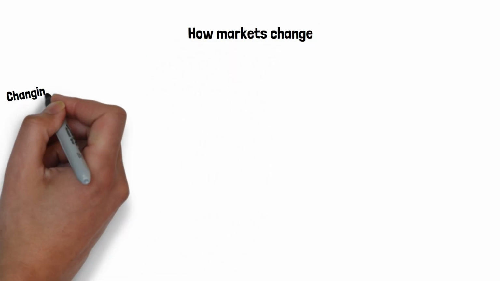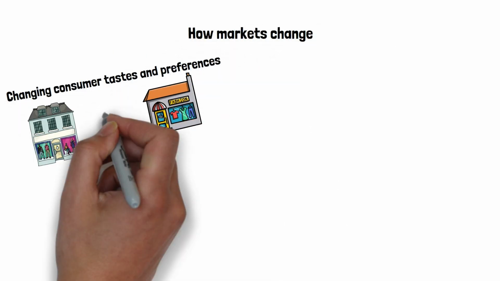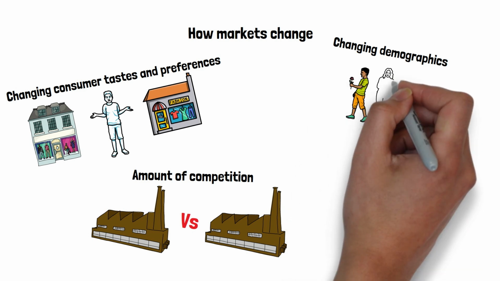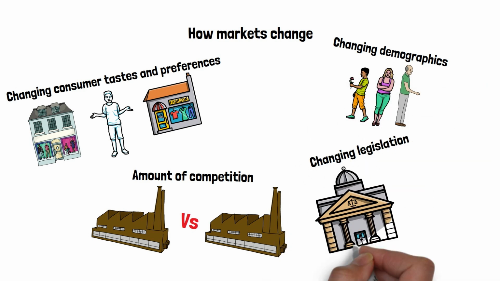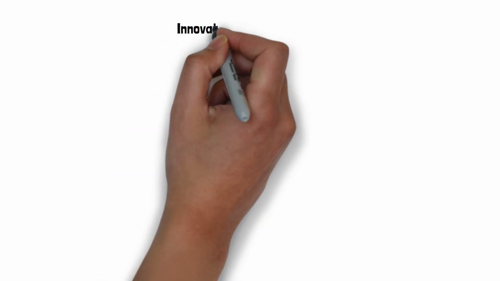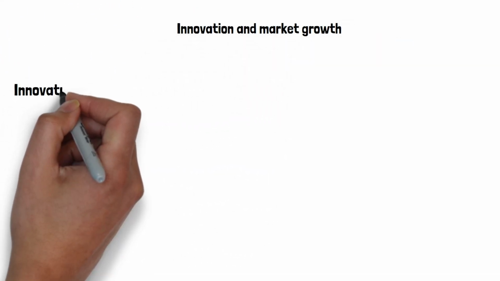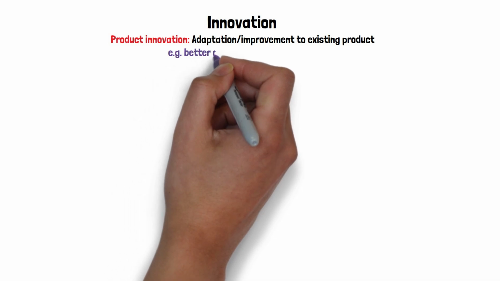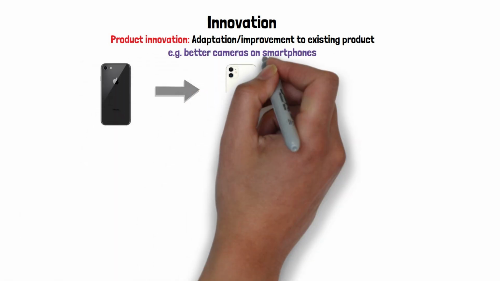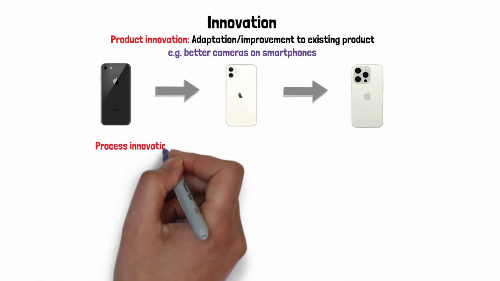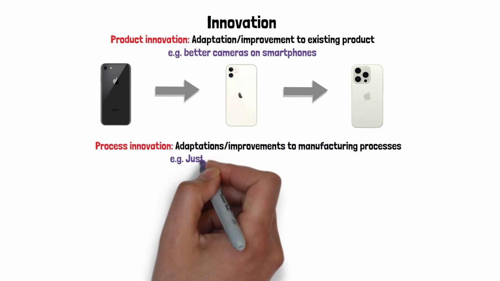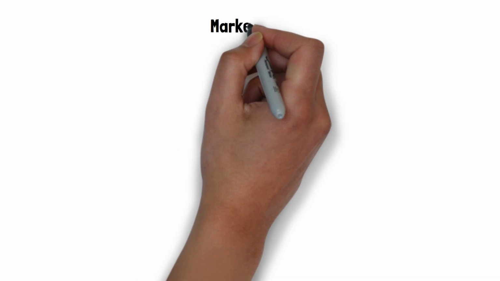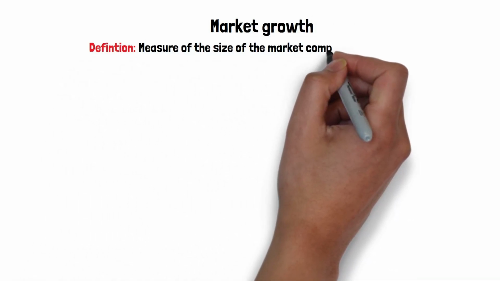Markets can change in a range of ways. May it be changing consumer tastes and preferences, the amount of competition within a market, changing demographics within a market, or even changing legislation. Next, we can move on to innovation and market growth. For innovation, there are two main types. One being product innovation, which is adaptations or improvements to existing products. An example of this would be cameras getting better on smartphones. And process innovation, which is adaptations or improvements to the manufacturing process, for example, adopting a just-in-time system for stock management.